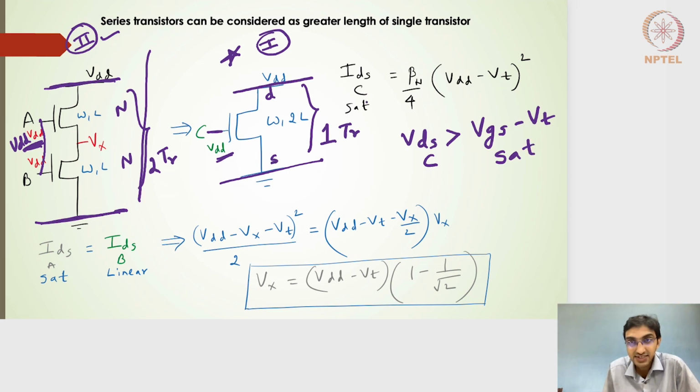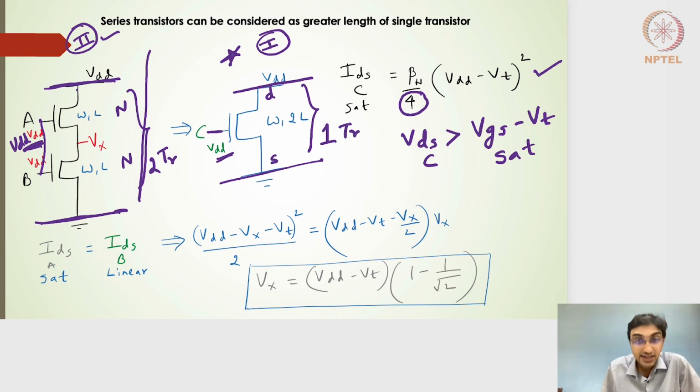So the C transistor is in saturation and IDS is equal to beta of the NMOS divided by 2 into VDD minus VT the whole square. So VGS minus VT, VDD minus VT the whole square. I have said here it is divided by 2, but I have also written here divided by 4. Okay, I'll come back to that.